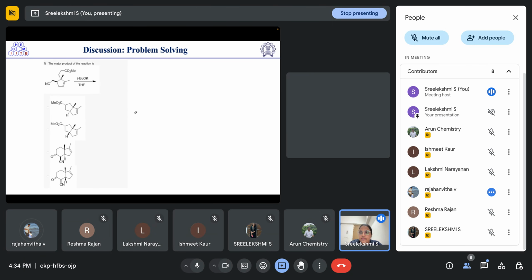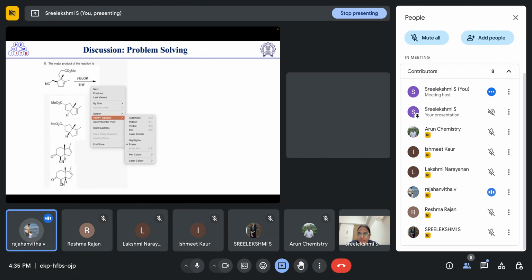Okay. So the next question is, the major product of the reaction. This compound in presence of potassium tertiary butoxide and THF, what will be happening? Here also we have to know which proton will be more acidic, which proton will be abstracted by this potassium tertiary butoxide. Proton should be removed from adjacent to the cyanide group because it is a stronger minus I group.